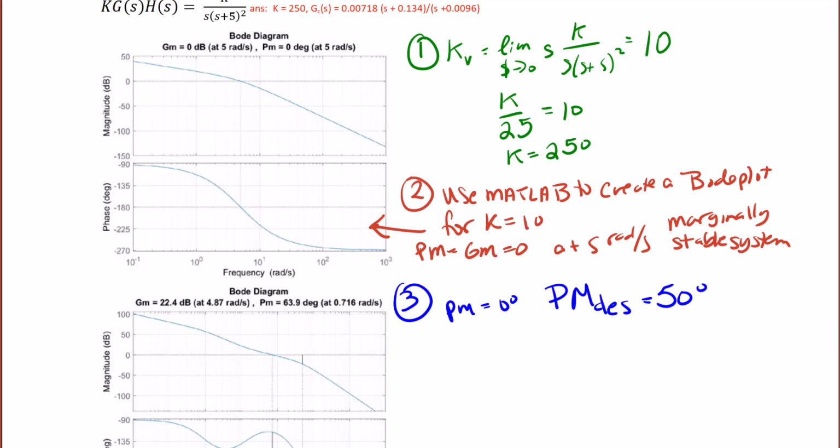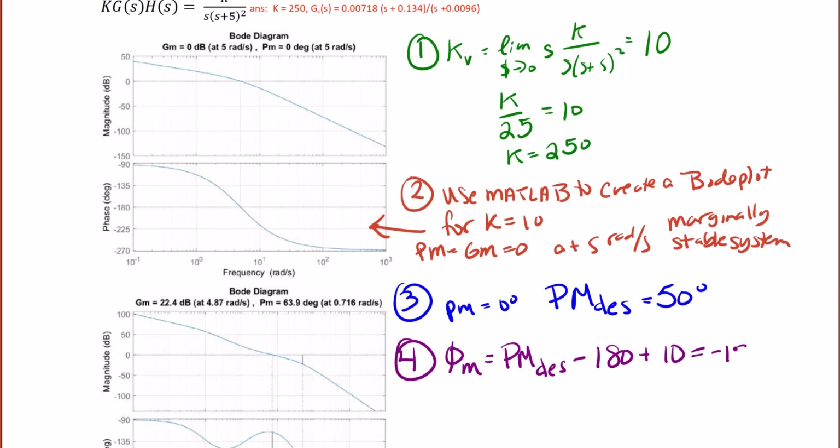So now we're going to find phi sub m, which is defined to be the value of the desired phase margin minus 180 plus a 10-degree fudge factor. That number is arbitrary. It could be 5 or 10, but it's just something so that you can compensate for the attenuation that's going to happen when you add the lag compensator. So that phase margin 50 minus 180 plus 10 is going to equal negative 120 degrees.